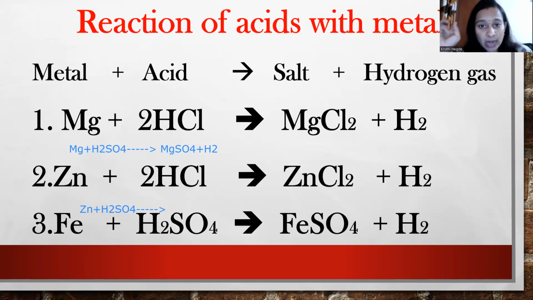When an acid reacts with a metal, it produces salt and hydrogen gas. And how can we test hydrogen gas? In the metal chapter we have discussed that hydrogen gas can be tested using a burning matchstick. It puts off with a pop sound. Okay.